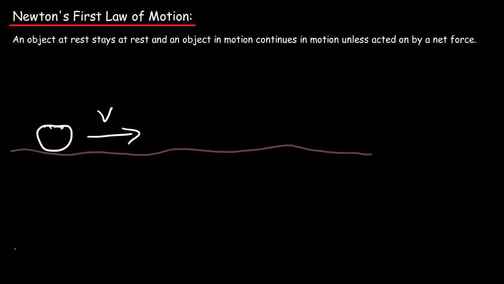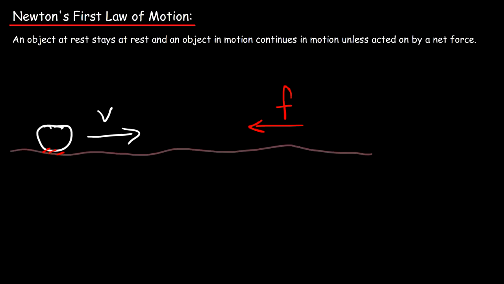Why does the ball, when it's rolled against a carpet, come to a stop? The reason is there's friction between the ball and the carpet. And so friction is a force that opposes motion. Friction always causes objects to slow down and eventually come to a stop. So there is a net force acting on the object, and that is friction.